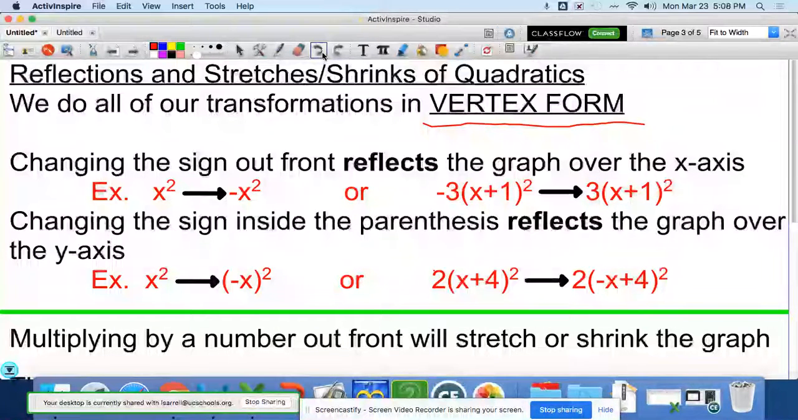That one's more rare. Most of Algebra 1 tends to do with x-axis flips, because a y-axis flip, a lot of times you could also just say, okay, that's just a translation, okay?